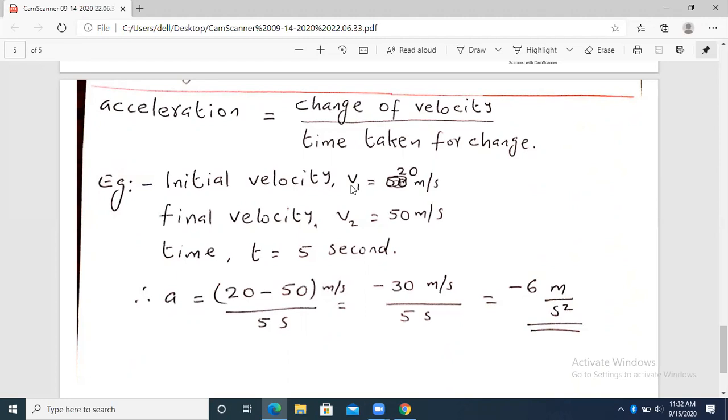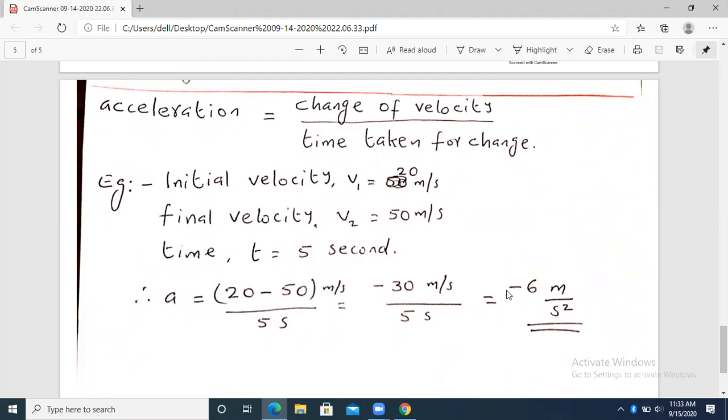How can we find the change? Final velocity minus initial velocity. Now it is 20, at the starting time 50, so the change is 20 minus 50, which is minus 30. In 5 seconds, minus 30 divided by 5 gives minus 6 meters per second square. What is the case? Speed decreased, velocity decreased. Started at 50, now 20. So final velocity minus starting velocity: 20 minus 50, and we get minus 6 meters per second square.